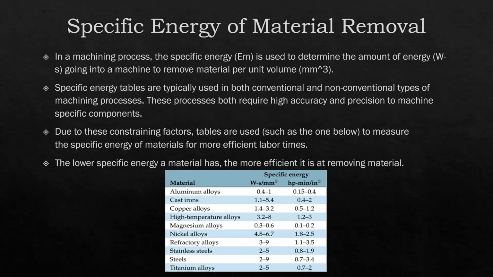These processes both require high accuracy and precision to machine specific components. Due to these constraining factors, tables are used to measure the specific energy of material for more efficient labor times. The lower a specific energy a material has typically means the more efficient it is at removing material.